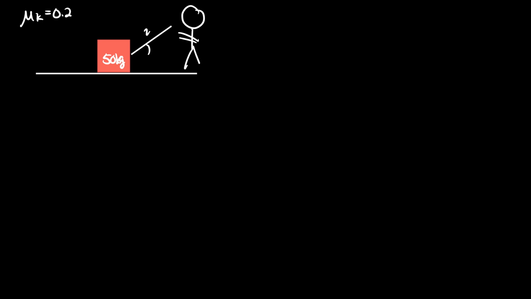Let's have a box on the ground. Let's say there's a coefficient of kinetic friction of 0.2. Let's say the box is 50, but this time the employee pulls the box with a force of 200 newtons, at an angle of 30 degrees. So they're pulling on the box.